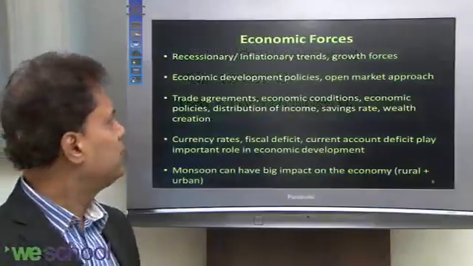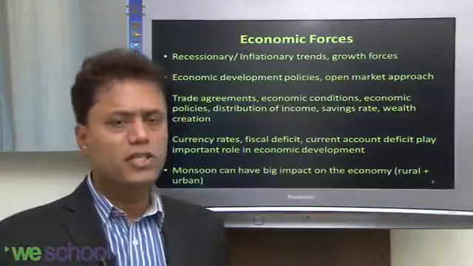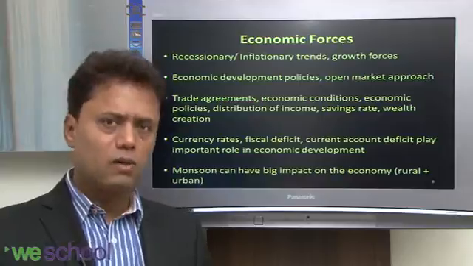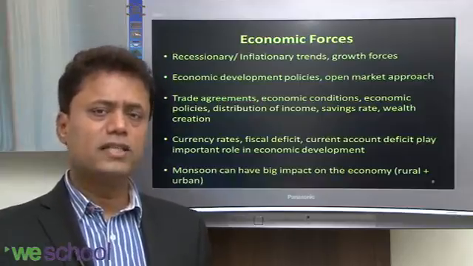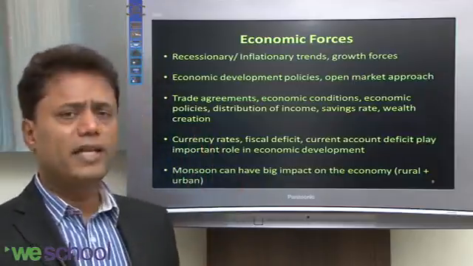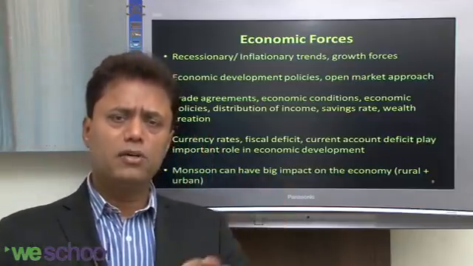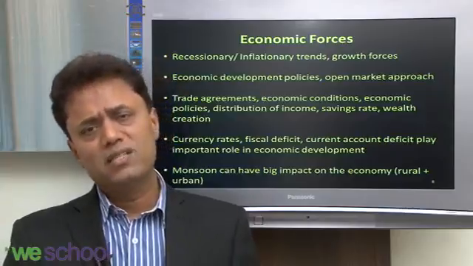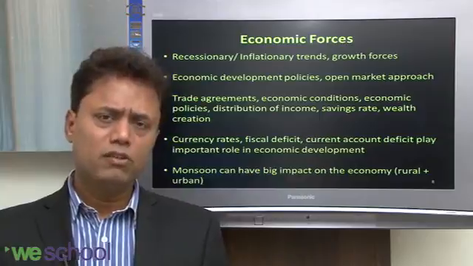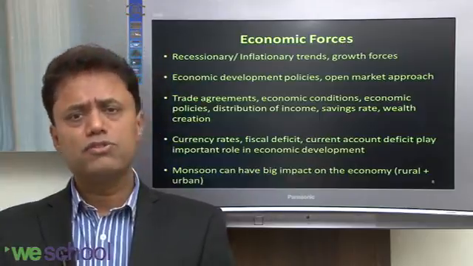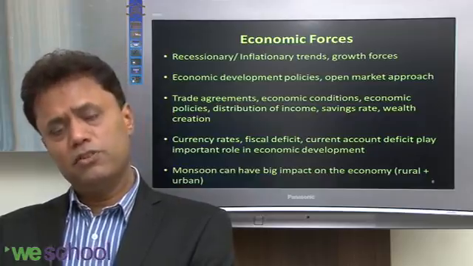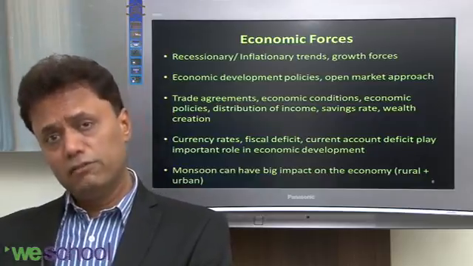Economic forces. We talked about economic forces, recession, inflationary trends. We talked about how an economy goes through a slowdown, then recession, and then finally contraction. I think high inflation leads to demand declining. Once the demand declines, the growth also declines. And when the growth slows down, it goes into a slow growth phase and recession phase. Sometimes, there could be a contraction, meaning negative growth in the economy.